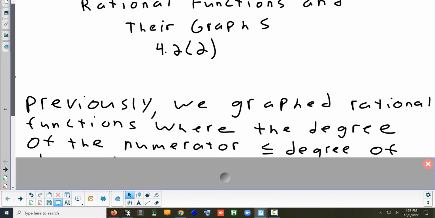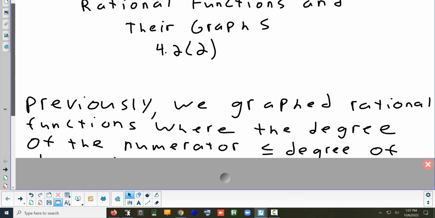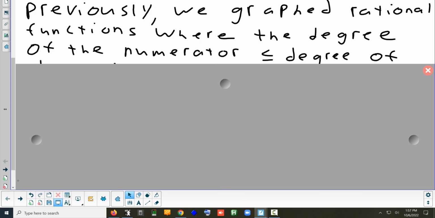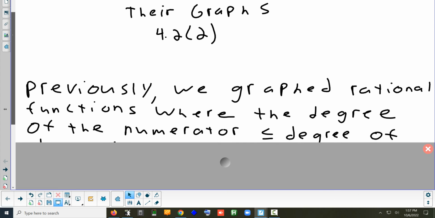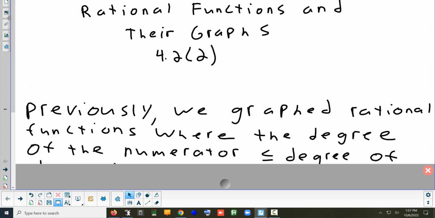All right, so that's something I wanted to just remind you about, because you might see a problem like this on the test tomorrow, just like the one we just did. All right, so the last part of what we're going to look at is graphing.